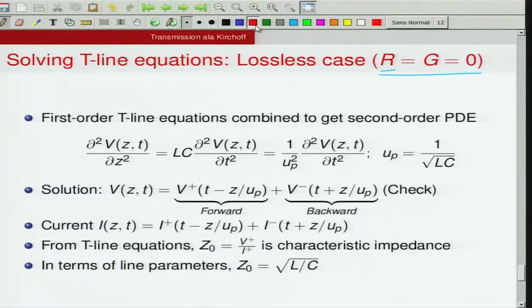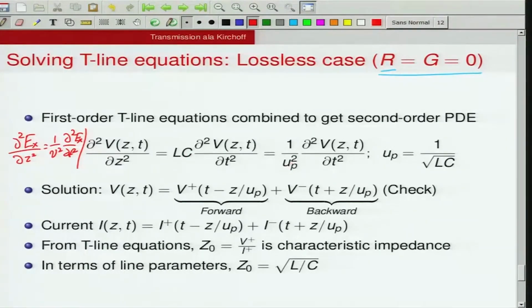partial differential equation, and you will see that equation is del square V by del Z square is equal to LC into del square V by del T square. Now doesn't it remind you of del square Ex by del Z square is equal to 1 by V square del square Ex by del T square? I do hope that when you look at this equation you are reminded of that one, and this LC we will denote by a special symbol, 1 by UP square.